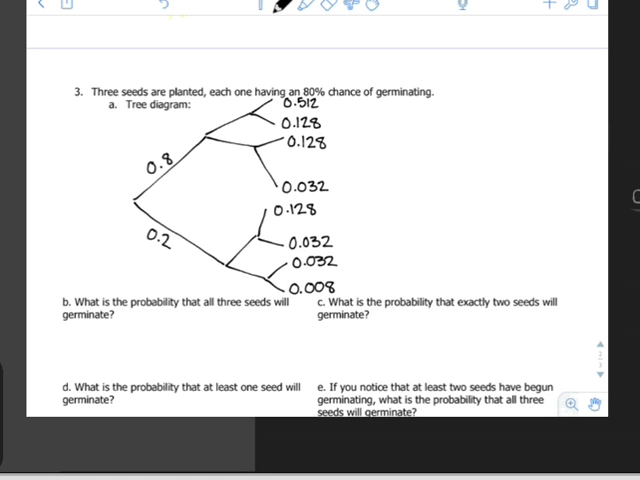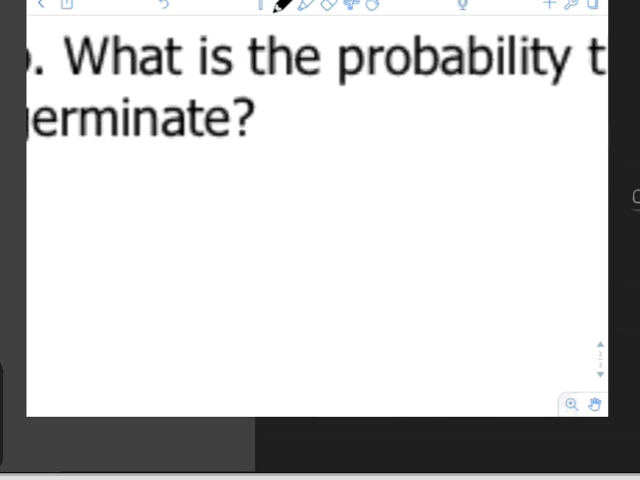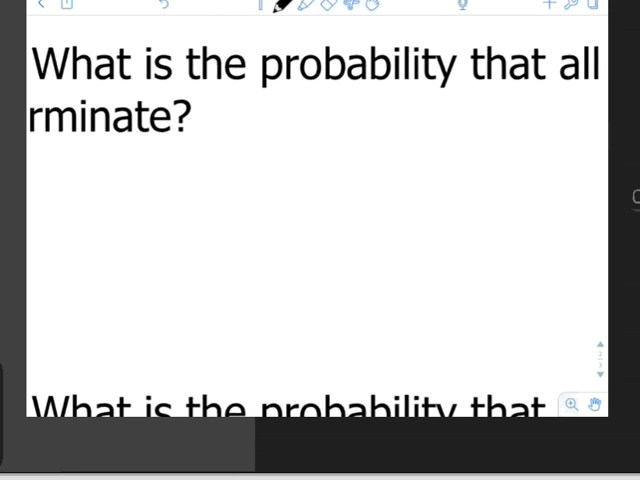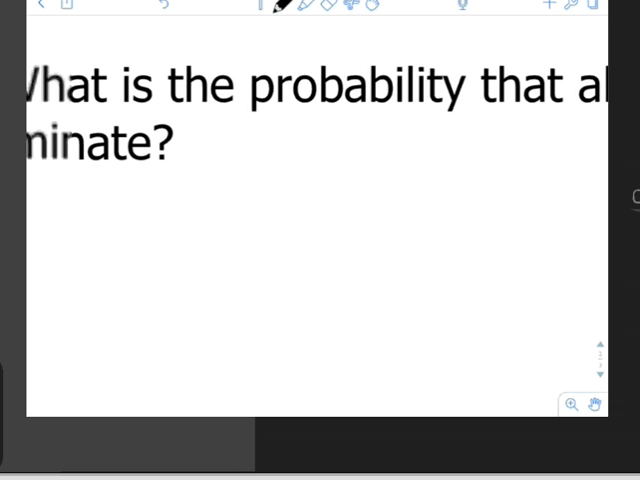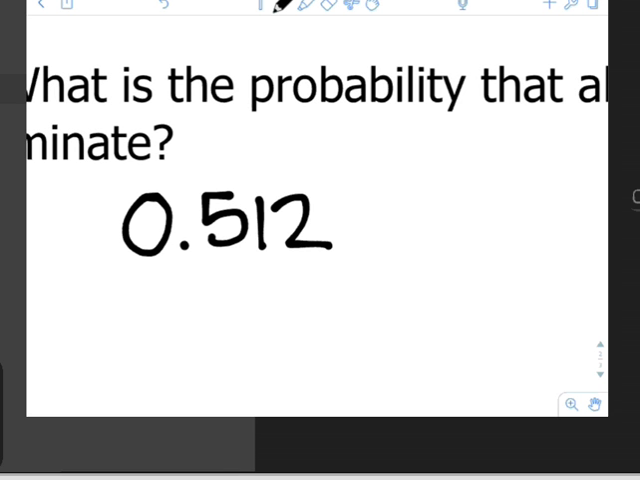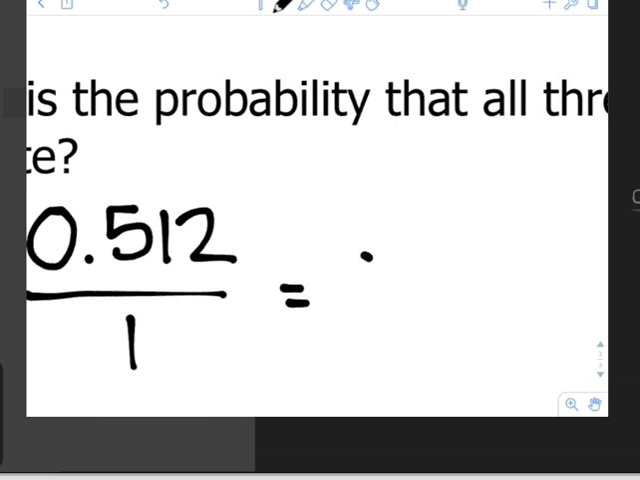Okay, so part A. What's the probability that all 3 seeds will germinate? That is, what's the one with all 3? It's at the top there. Right? 80% chance, 80% chance, 80% chance, so it's 0.512. Technically, it's 0.512 divided by what was possible, and all things were possible. So, you're showing it very nice.